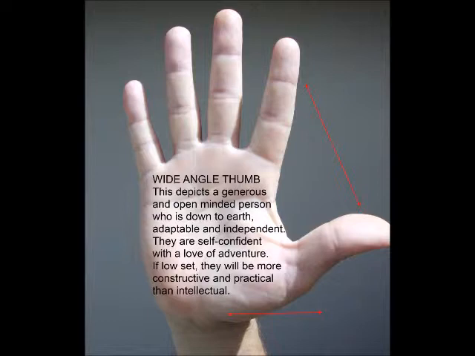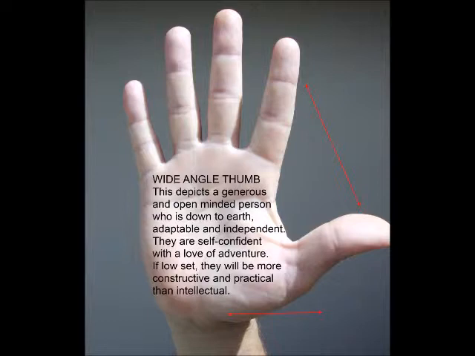When it's a wide angle, that is basically like 90 degrees, that does suggest a more open and giving nature. So these people will be happy to help you out, not just financially, but, you know, on a mental level as well.